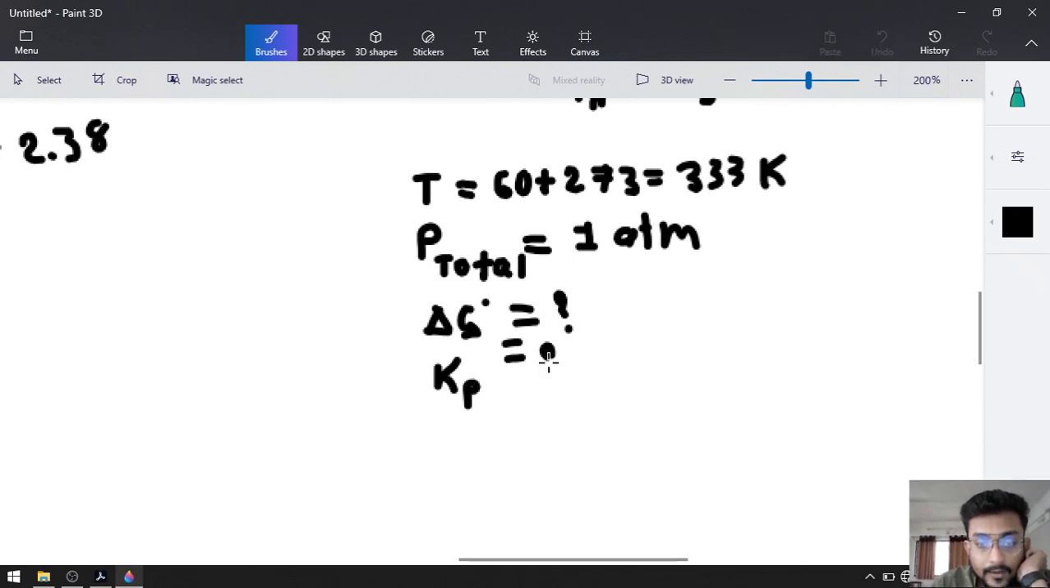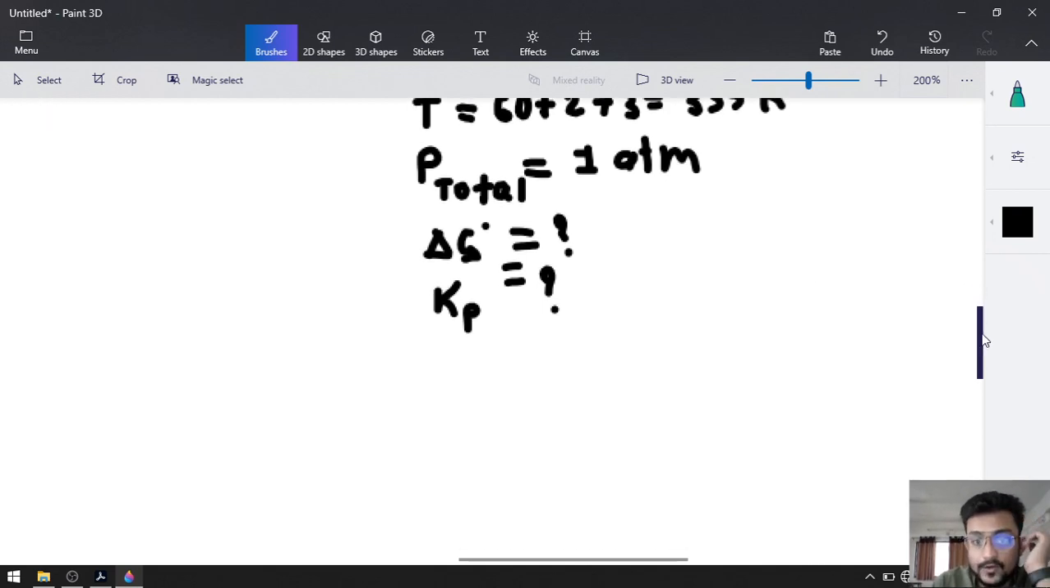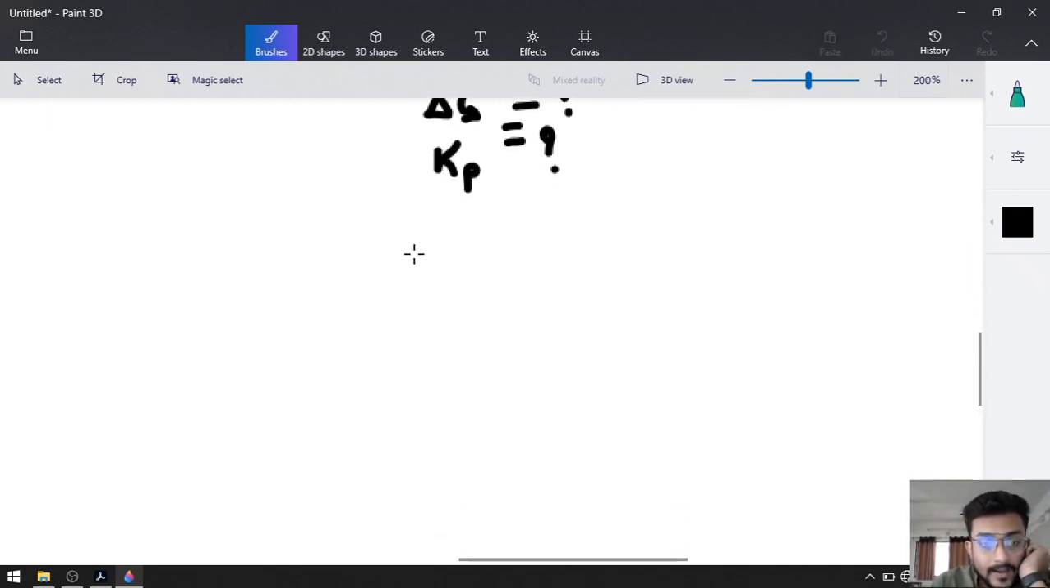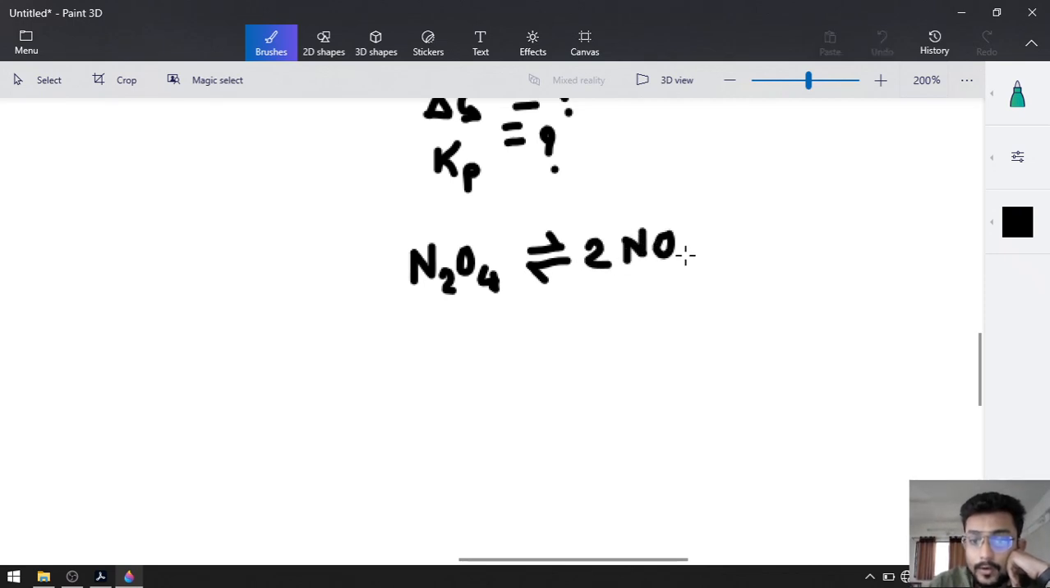Okay, and for the calculation of Kp, we will need partial pressure of N2O4 and partial pressure of NO2. So let's start the sum. They have given us the reaction N2O4 at equilibrium with 2NO2. Remember that both of them are gases.